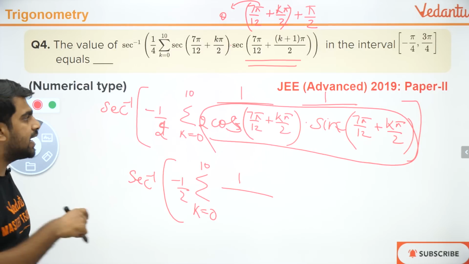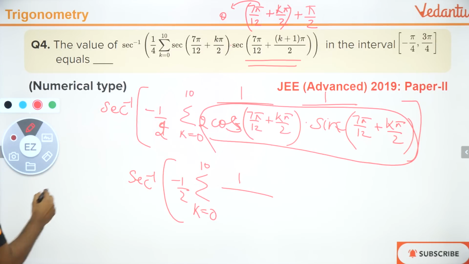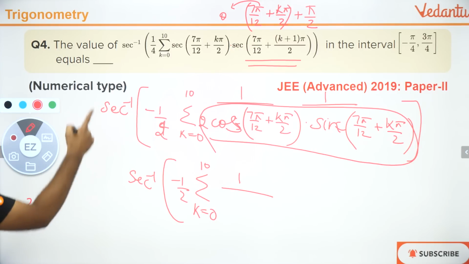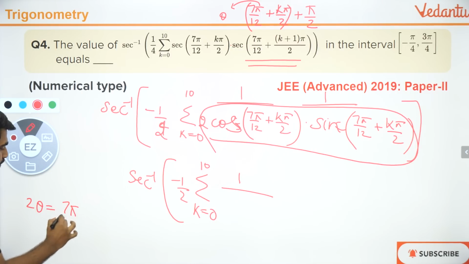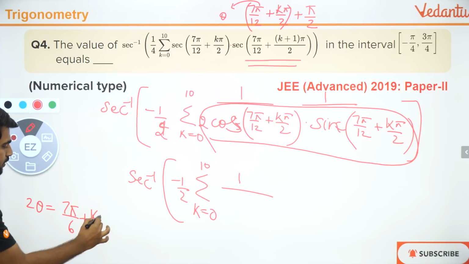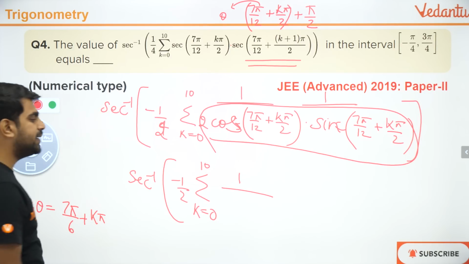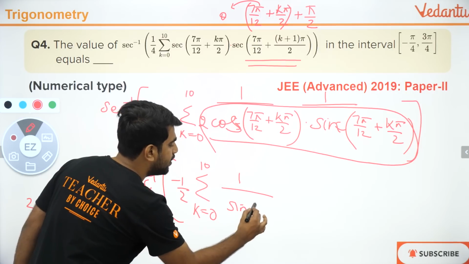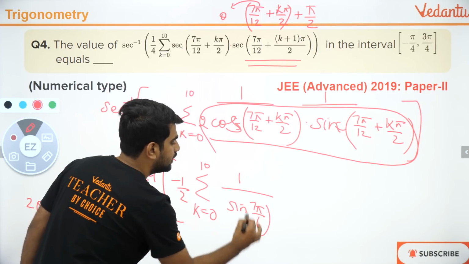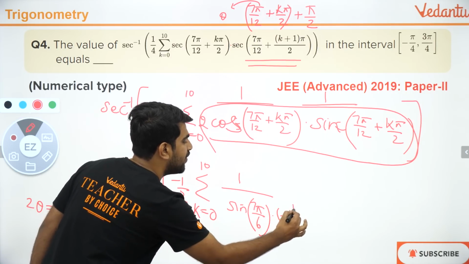What is sine 2 theta here? Theta is given over there, so 2 theta will be 7 pi by 6 plus k pi. So I'll have sine of k pi plus 7 pi by 6, which will be sine of 7 pi by 6 into minus 1 to the power k.